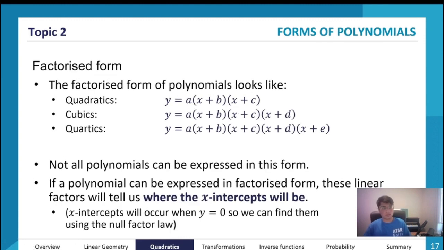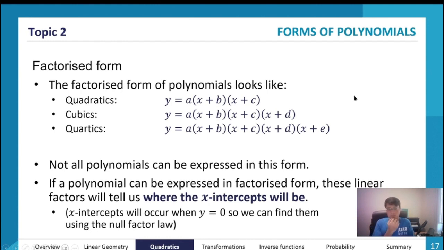All right, so moving on to factorized form. So factorized form looks something like this. You're going to have a constant term on the outside here, and then on the inside, you're going to have a whole bunch of brackets, and within each bracket, you're going to have some expression in terms of x. And it's always going to be in this kind of format, where you have x plus some number.